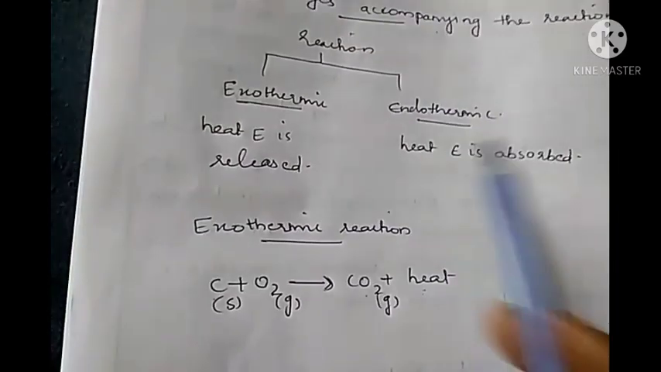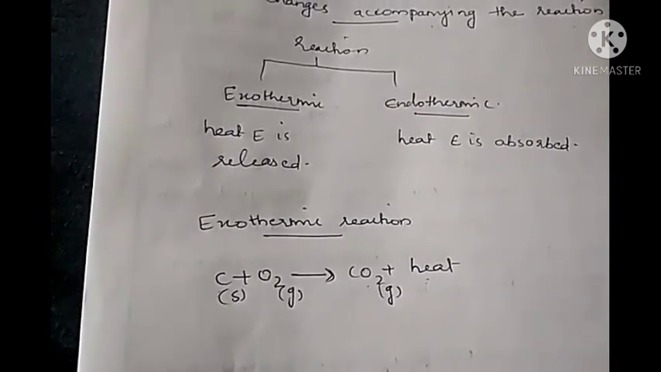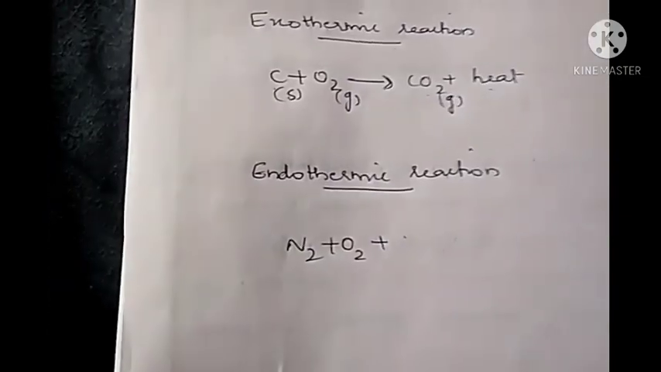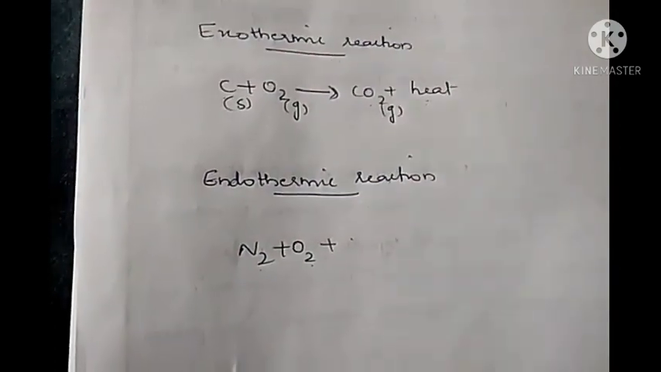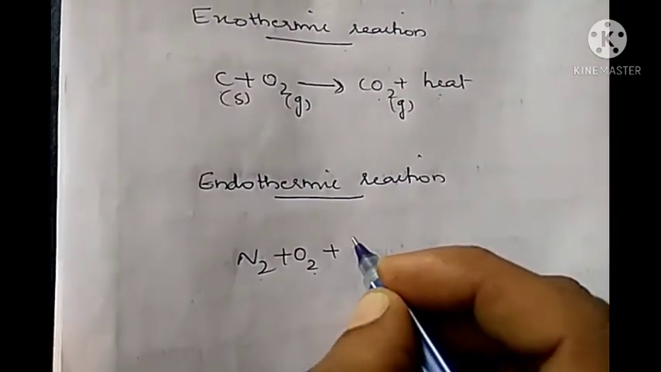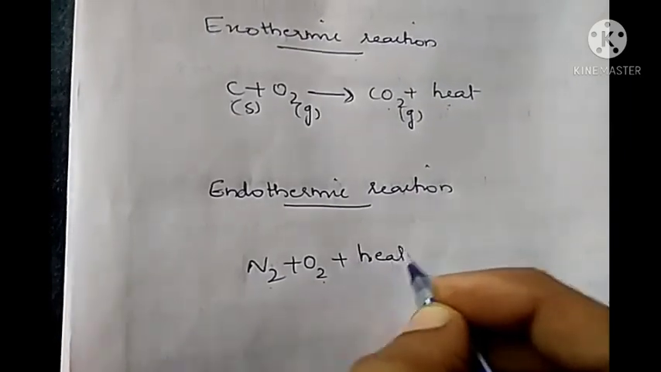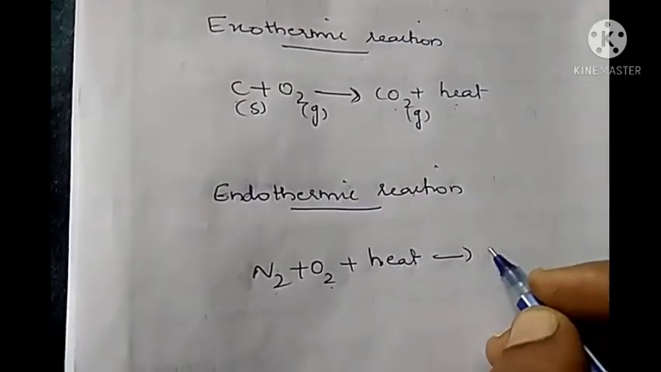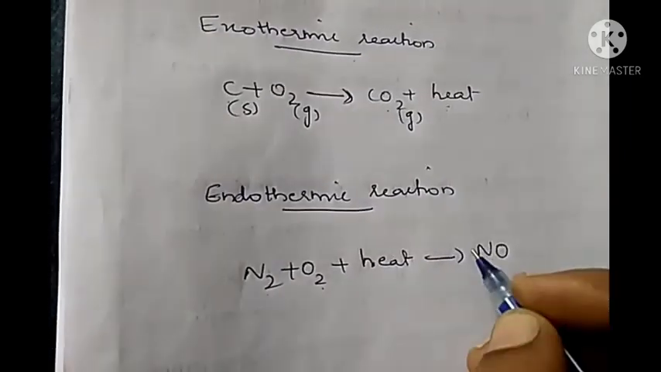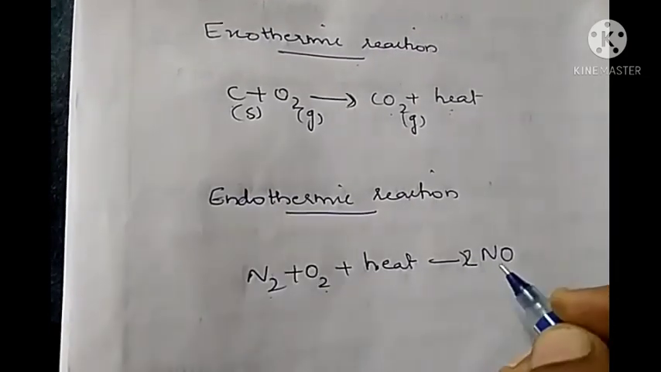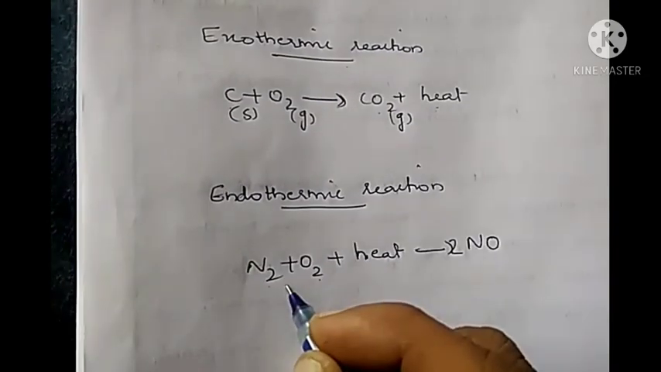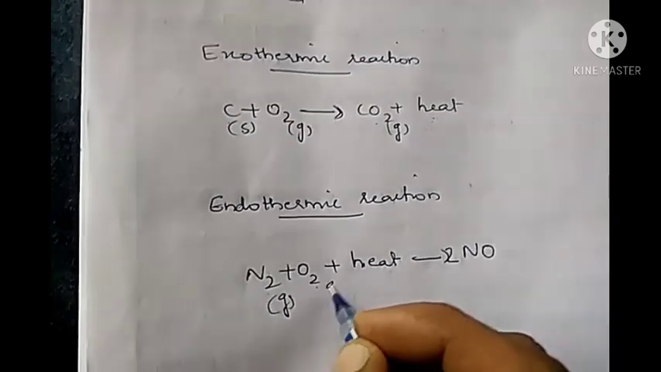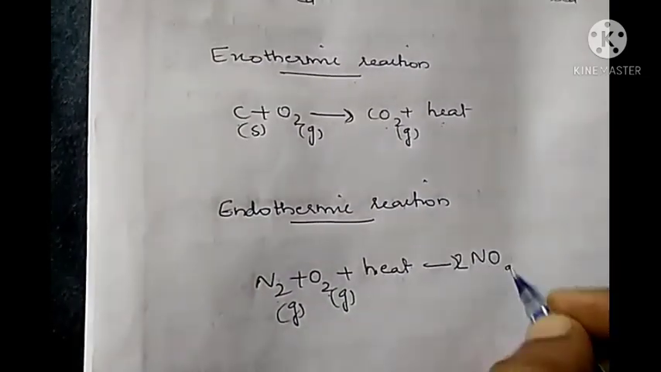But in endothermic reaction, heat energy is absorbed. So plus heat we are writing in the reactant side. For example, when nitrogen combines with oxygen, it absorbs heat energy. So we are writing plus heat in the reactant side. Produces NO, nitric oxide. To balance that, we have to multiply here with 2. Okay. All these are in gaseous state. So we can write G in bracket.